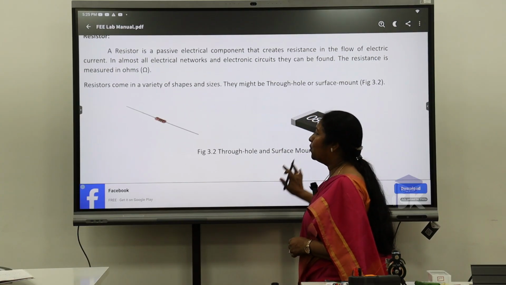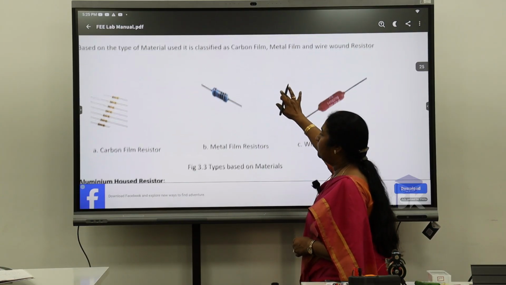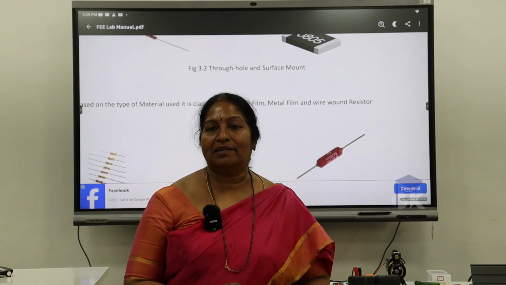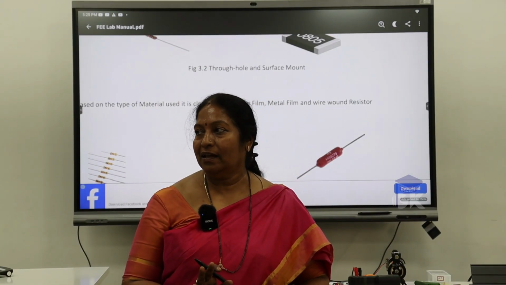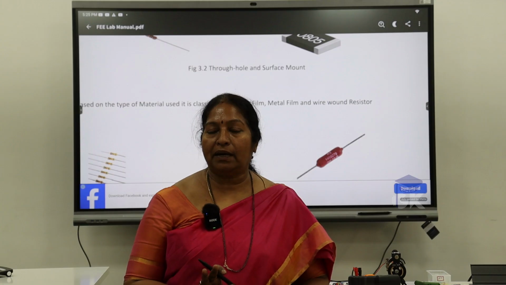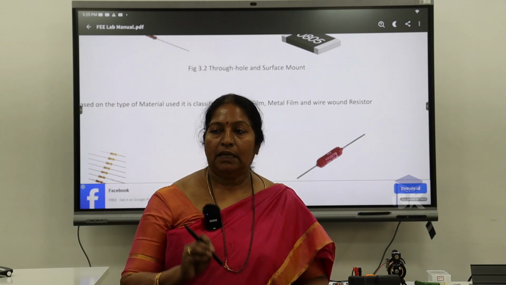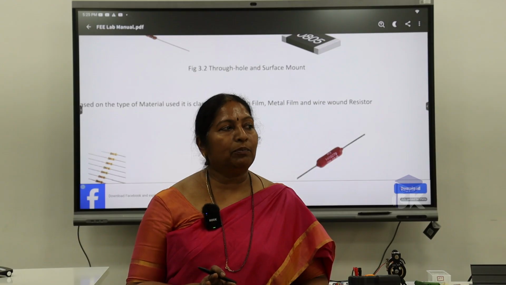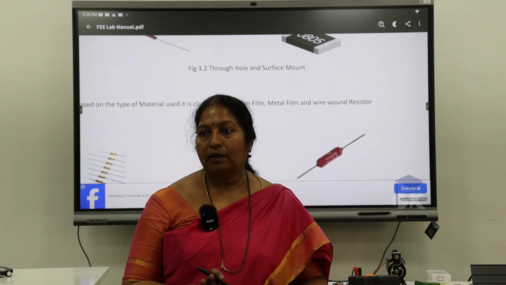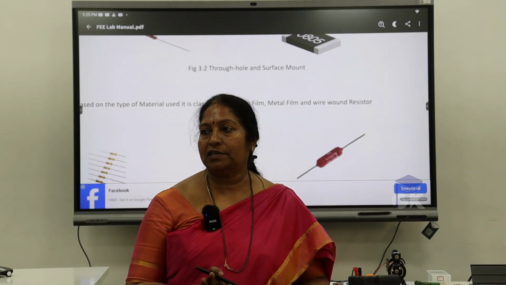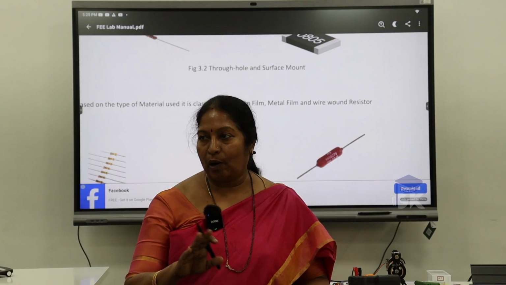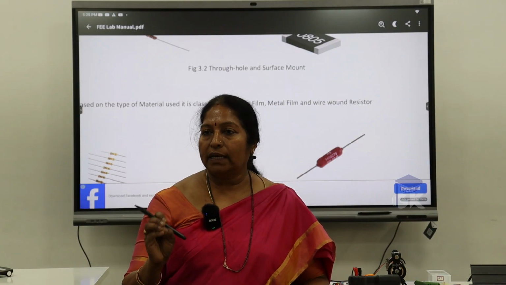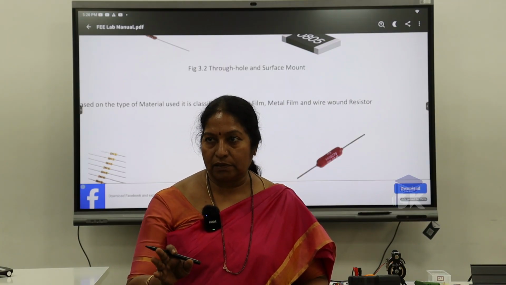This is what I just wanted to show you. Different types of resistors. It's theory, I know anyway, because basics have to be told. Once this is completed, tomorrow onwards, we'll give you the different types of resistors. We'll explain about the color code. We will ask you to measure it. Wattage rating, tolerance.